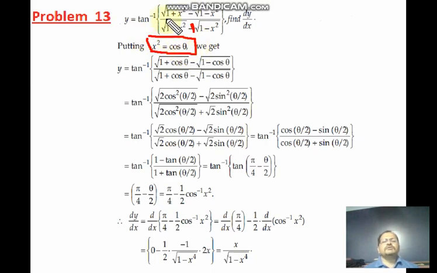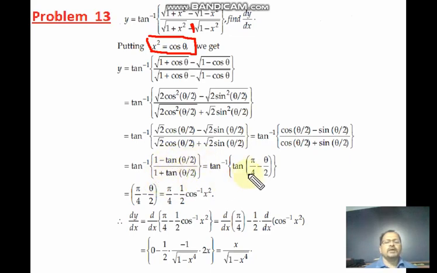By this substitution I get 1 plus cos theta and 1 minus cos theta. Formulae for them are ready with me: 2 cos square theta by 2 and 2 sin square theta by 2. Cancelling the square roots, we get this one. Cancelling root 2 and dividing numerator and denominator both by cos theta by 2, we get 1 minus tan theta by 2 upon 1 plus tan theta by 2.